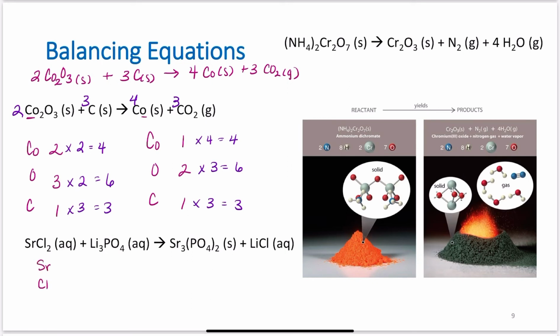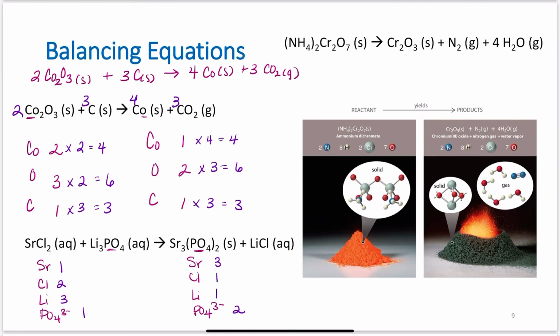So I've got strontium, chloride, lithium, and phosphate. And notice here I'm leaving the phosphate together because I've got phosphate here and phosphate here together. There's no reason to break that apart. It just complicates things to break it apart. On my reactant side, I start off with 1 strontium, 2 chlorides, 3 lithium, and 1 phosphate. On my product side, I start off with 3 strontiums, 1 chloride, 1 lithium, and 2 phosphates.